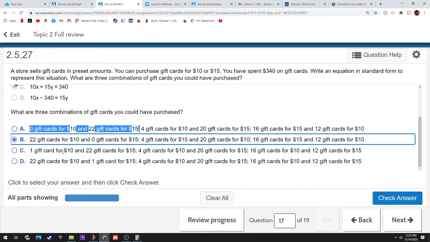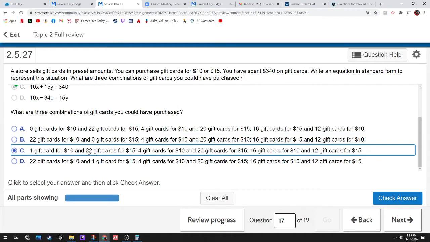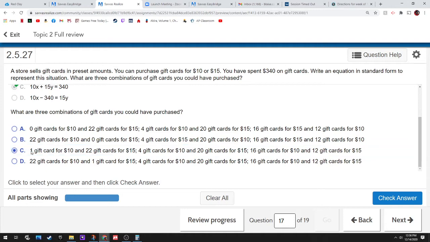Let's see, what about 1 of the 10 and 22 of the 15? Which remember earlier, 22 of the 15 gave me 330, and 1 of the 10 would be maybe $10 more, so that'd be enough.